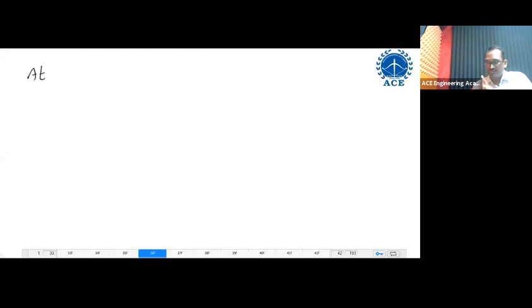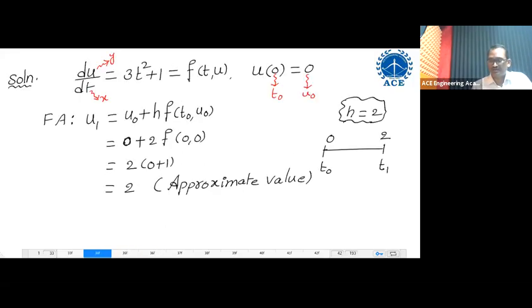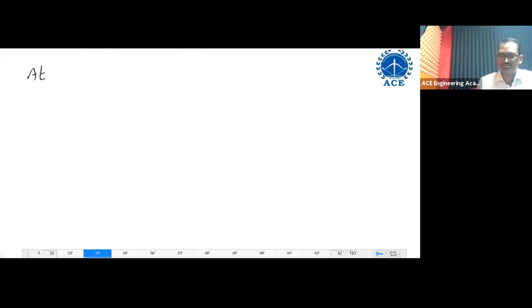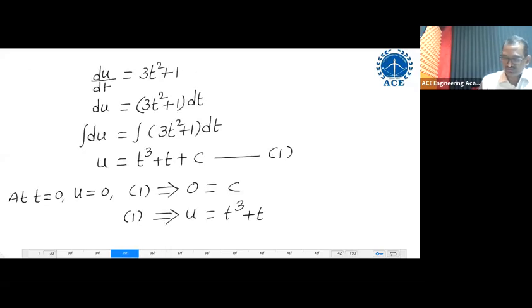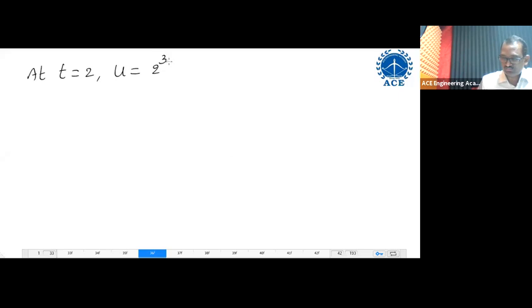You are asked to find what is the absolute error after the first approximation. First approximation means u value at t1. Second approximation means u value at t2. So u value at t1 is 2. So at t is equal to 2, u is equal to 2q plus 2, that is 10.